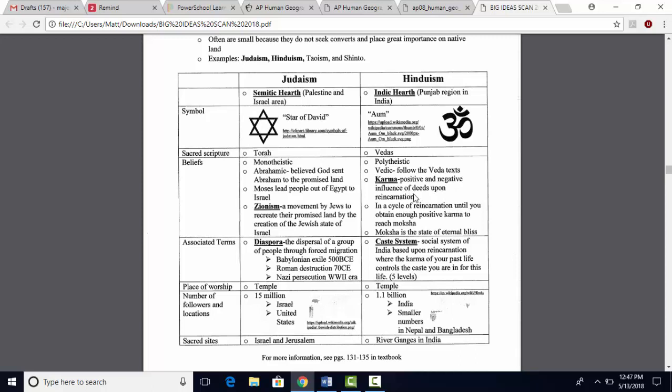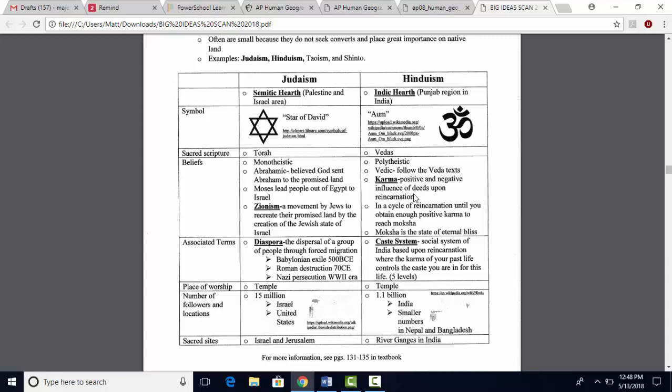And how you live your life matters. If you live it positive and spiritual, you're going to be reincarnated in a higher class. If you live a negative life or a bad life, you're going to be reincarnated in a lower one. Remember, it's a cycle, and the goal is to get enough positive karma, right? So, positive vibes to reach moksha. Moksha is eternal bliss, so that's what all Hindus are trying to reach. That can only be done by a series of reincarnations that gets you to that afterlife.